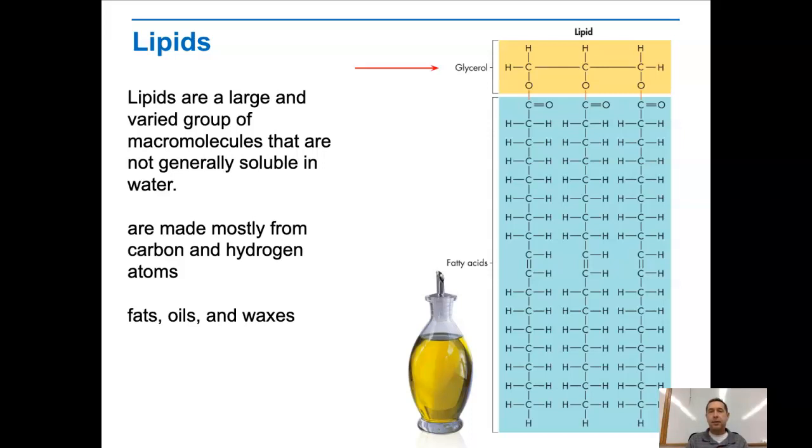With triglycerides, you can have saturated and unsaturated fats. If all the bonds between the carbons are single bonds, then that's a saturated fat. The unsaturated fats have double carbon bonds. This changes their characteristics. Saturated fats tend to be solids at room temperature and a little bit less healthy to eat in our diet, whereas unsaturated fats tend to be liquids at room temperature and a little bit healthier for us.